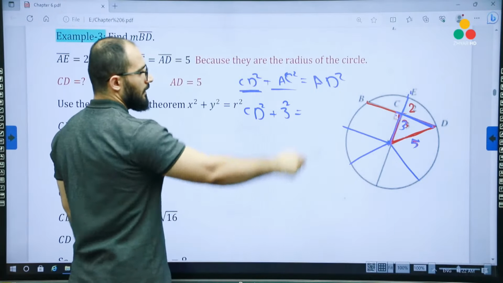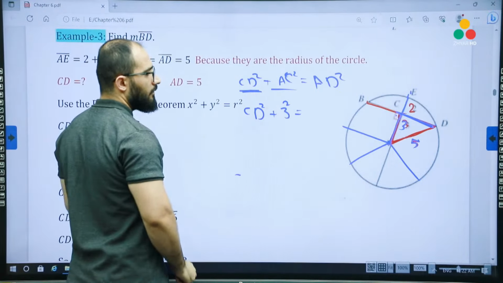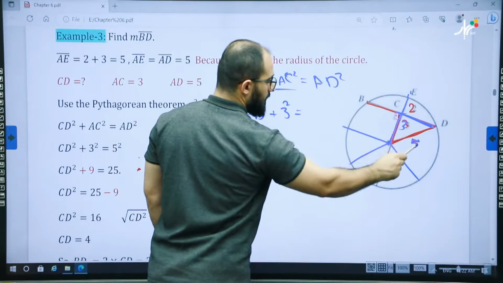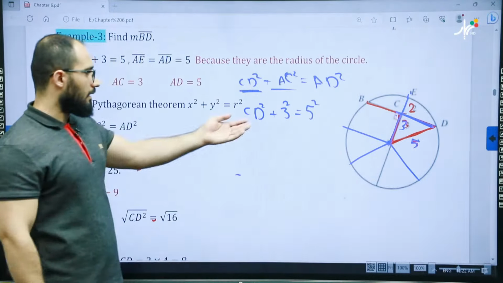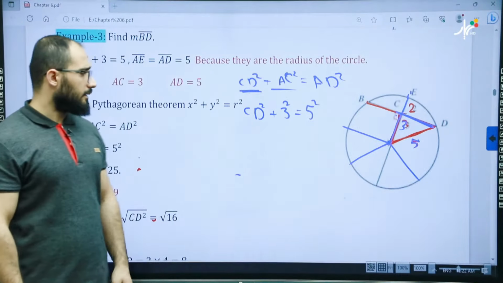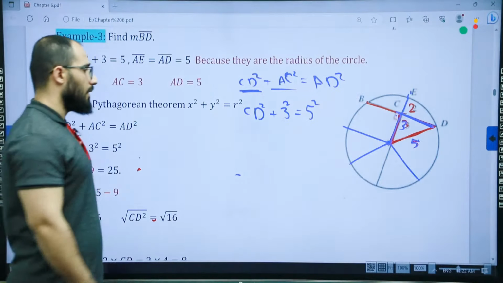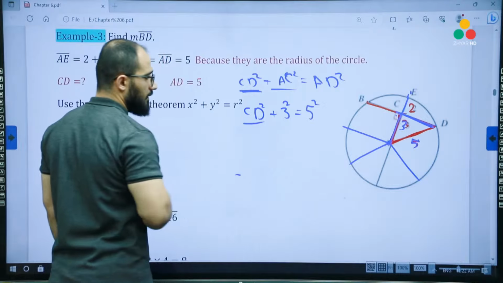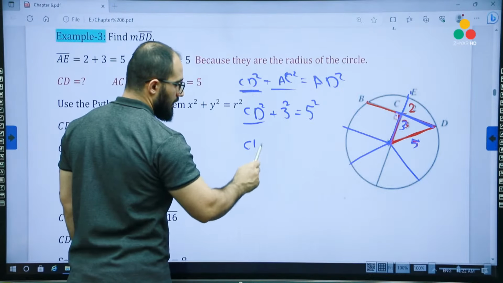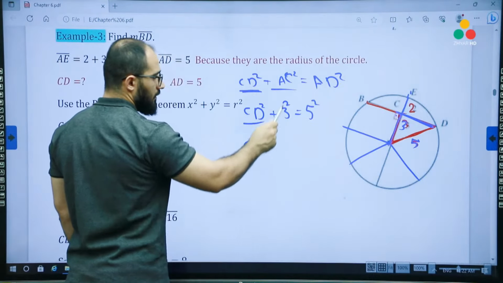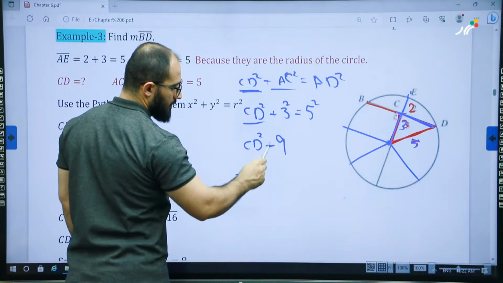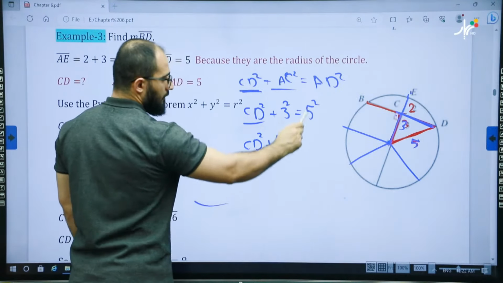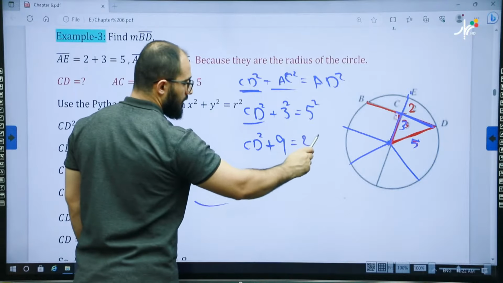is equal to... What is the length of AD? AD is 5. So write down 5 squared. Then we have an equation. We have to find the value of CD. So CD squared plus 3 squared, 3 power 2 is 9. Sorry, this is plus. Is equal to 5 power 2, which is 25.